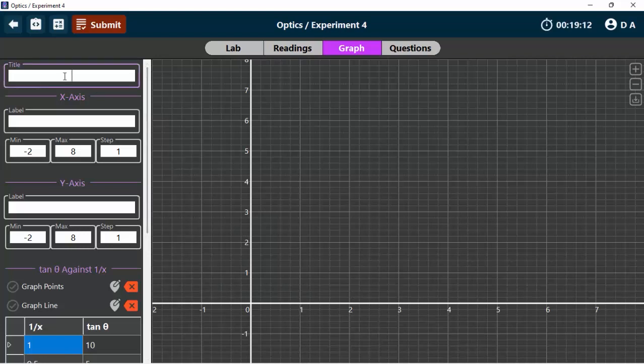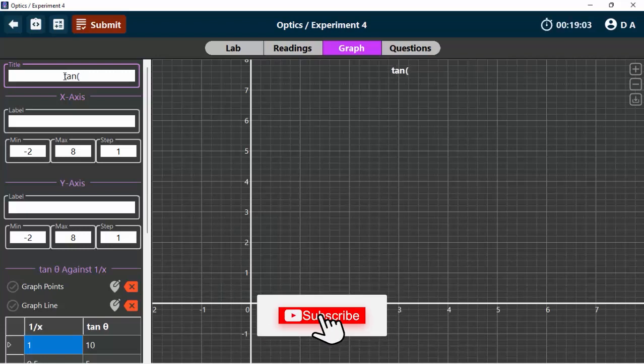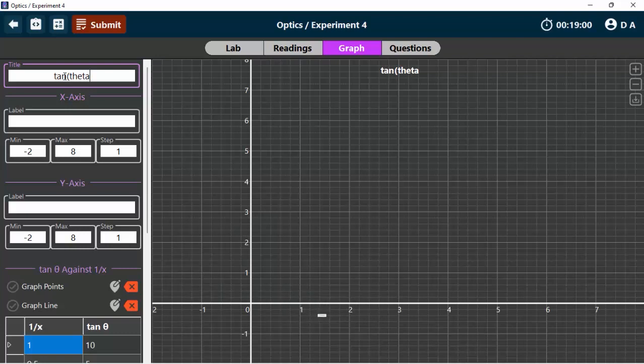To make a good graph, you start with the title. In this case, we are plotting a graph of tan theta, so you can just say tan theta versus 1 over x. Then the x label, you want it to be something like 1 over x because that's what will be on the x-axis. And you specify the unit, which is centimeter raised to the power of -1, right? Then for the y-axis, the label is tan theta. You should write the symbol of theta.